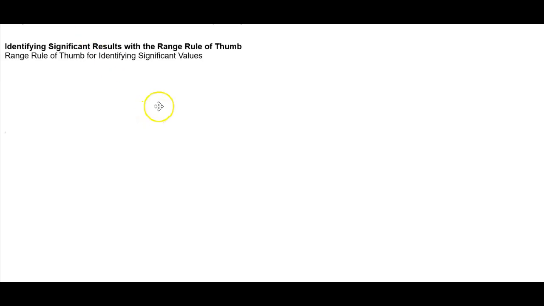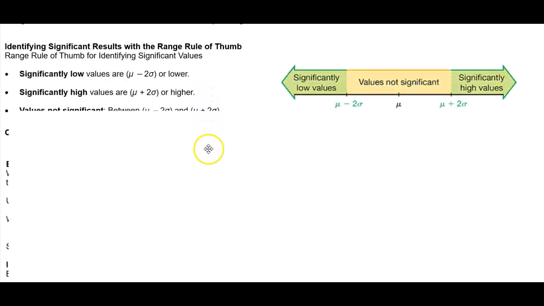Identifying significant results with the range rule of thumb. Range rule of thumb for identifying significant values. Now this is just a reminder of what we've done in the past here, but significantly low values are taking the population mean minus 2 standard deviations or lower. So 2 times the standard deviation. So significantly low values you can see are below that number.